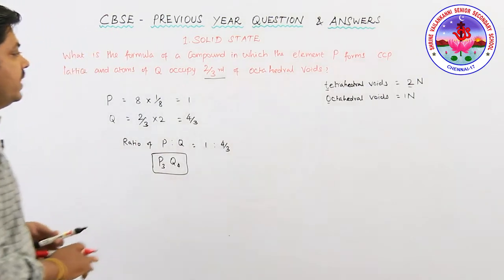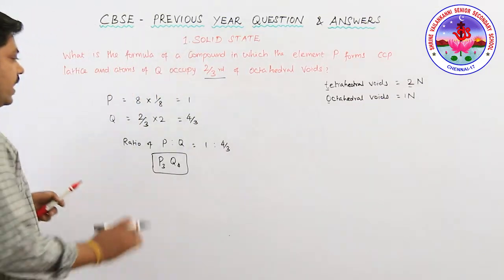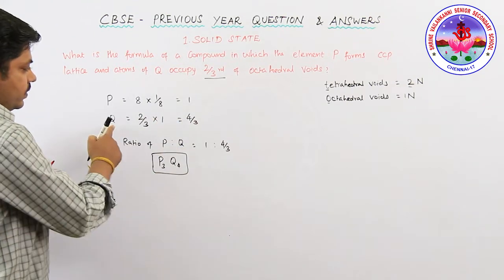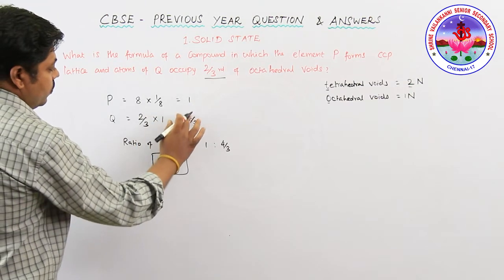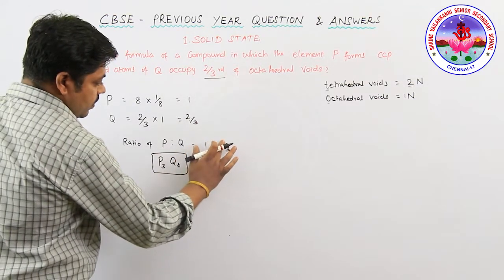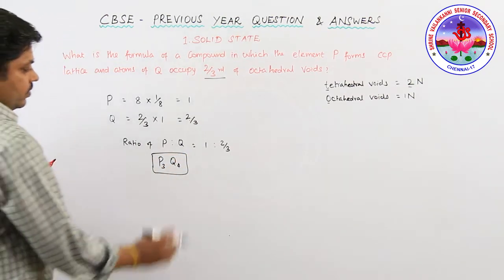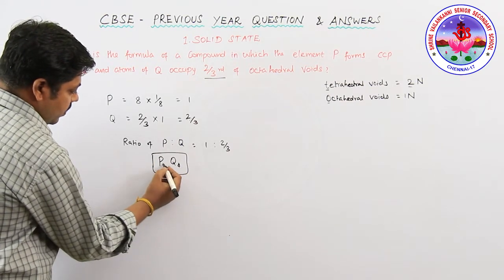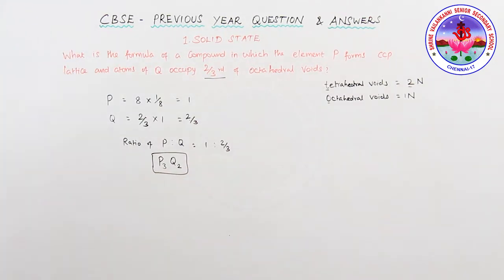So octahedral voids, the number of octahedral voids generated is 1n. So that here 1, that means 2 by 3rd of the octahedral void, so that into 1. So it will become 2 by 3. So 2 by 3 means the ratio of P to Q is 1 is to 2 by 3. So P3 and Q2. So this is the formula identification.